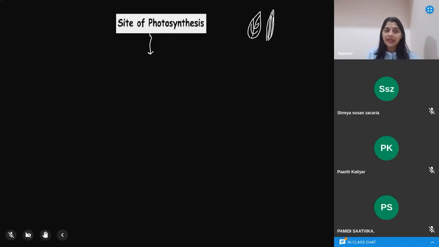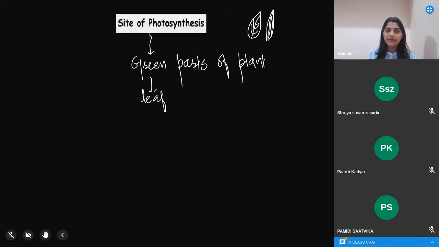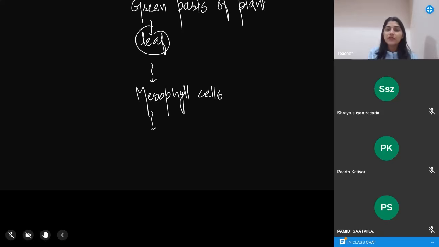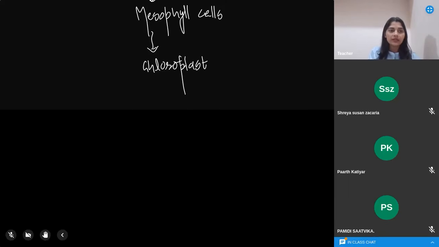So photosynthesis will take place in the green parts of the plant. So I'm writing leaf here. It's a leaf. Where in the leaf? In the mesophyll cells. You know what are mesophyll cells? Where in the mesophyll cells? I'll tell you, Shreya. In the chloroplast, right? And this chloroplast is the one which is going to have the chlorophyll. Okay, now let's have a look at the structure of the leaf.